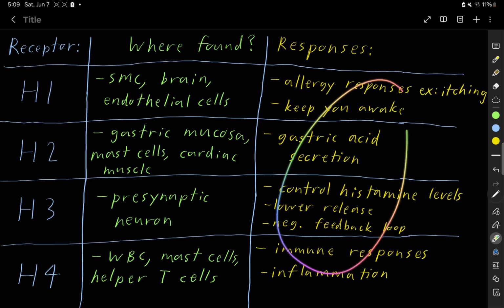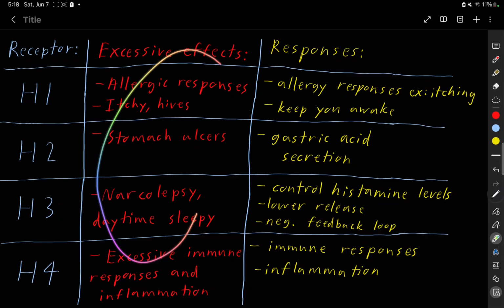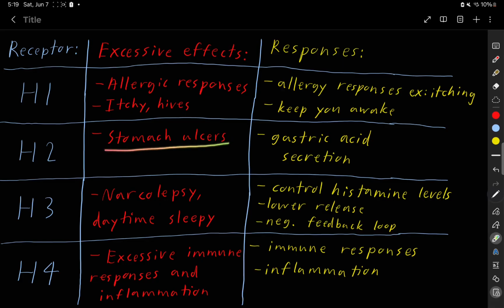Now, while all these responses are essential and important, they can be undesirable and even dangerous if they get excessive and out of control. So here in the red column, I've written down some effects that can happen if your responses get out of control. So H1 receptors, like we said, if they're excessively activated, it can lead to allergic responses, including itchiness, bumps, hives. H2 receptors, which are responsible for gastric acid secretion. So if this happens excessively, then gastric acid can damage your stomach lining and cause painful ulcers.